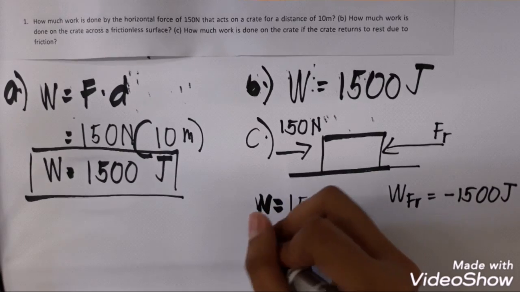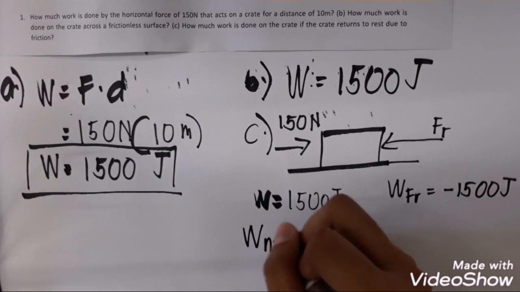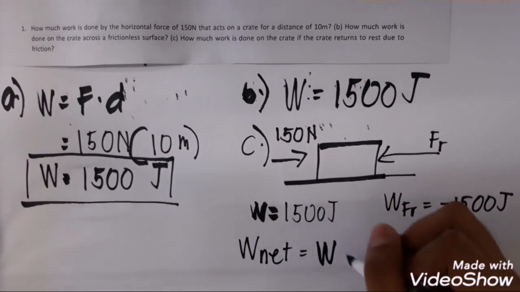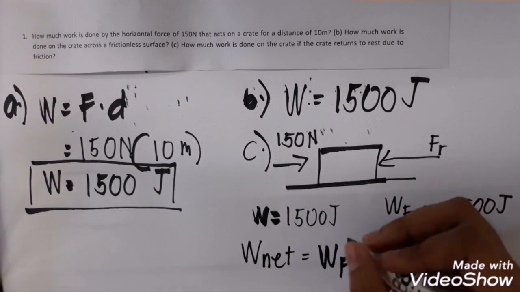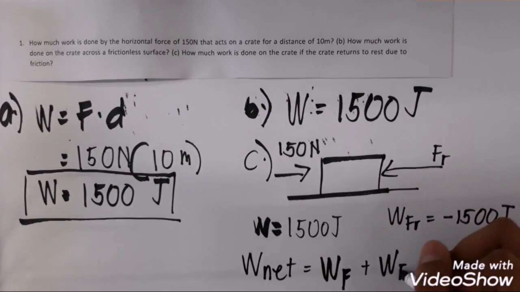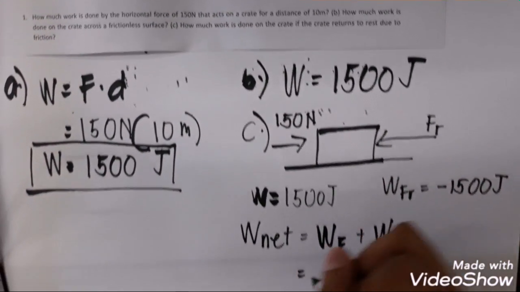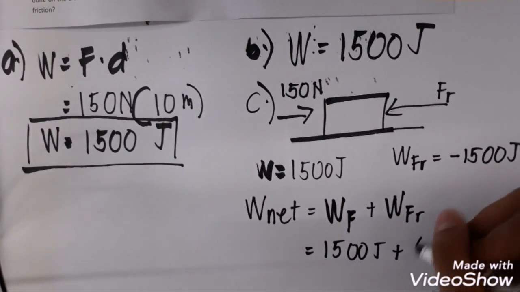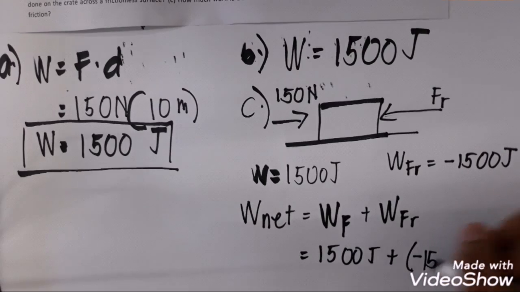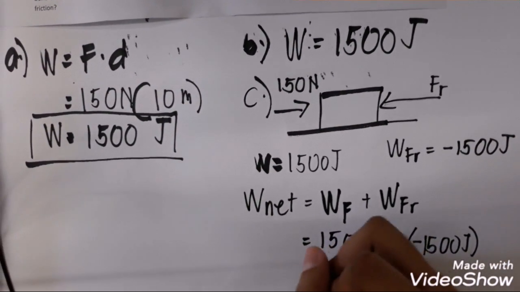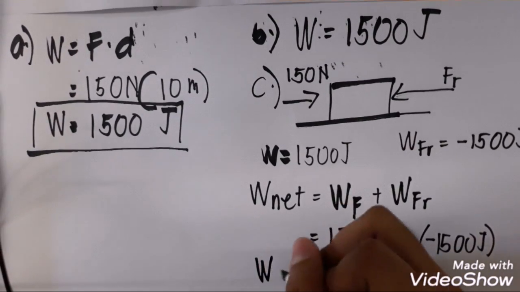So our net work is equal to work plus friction work. So we have 1,500 joules plus negative 1,500 joules is equal to 0.